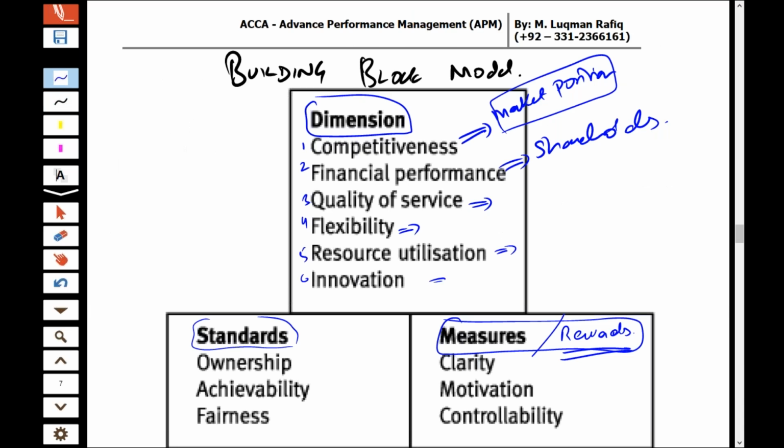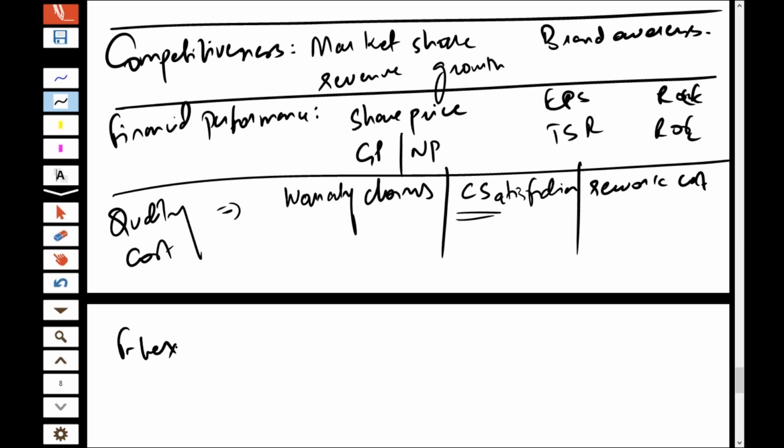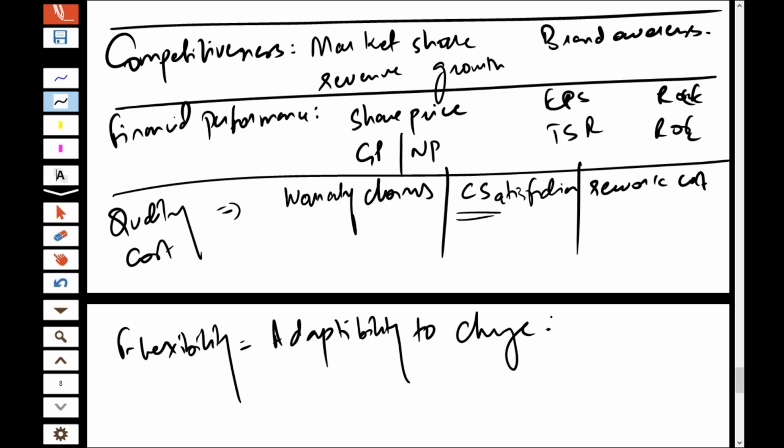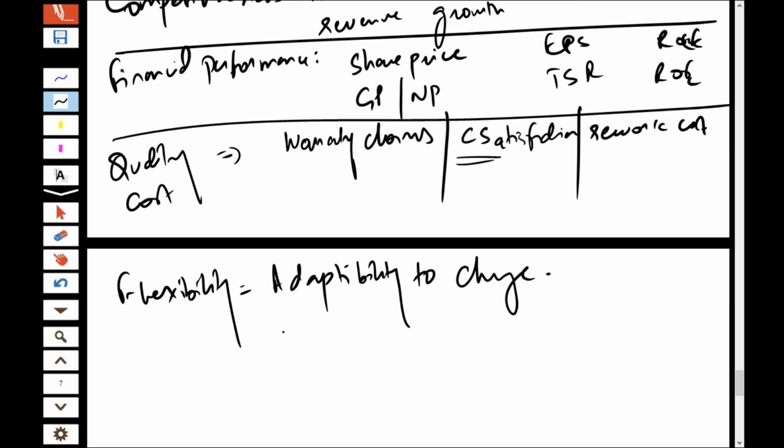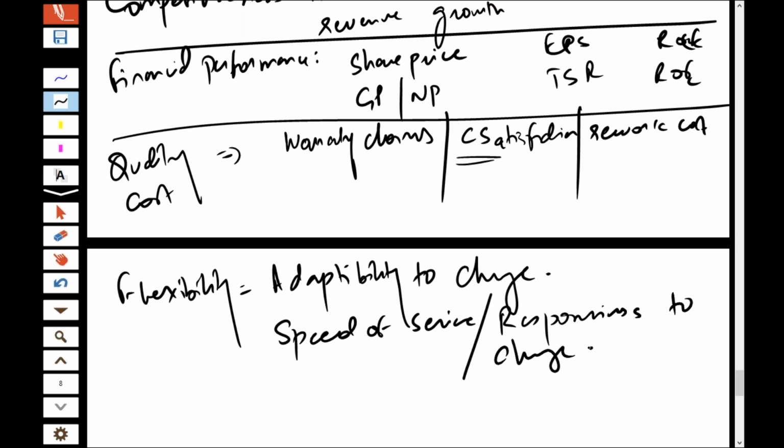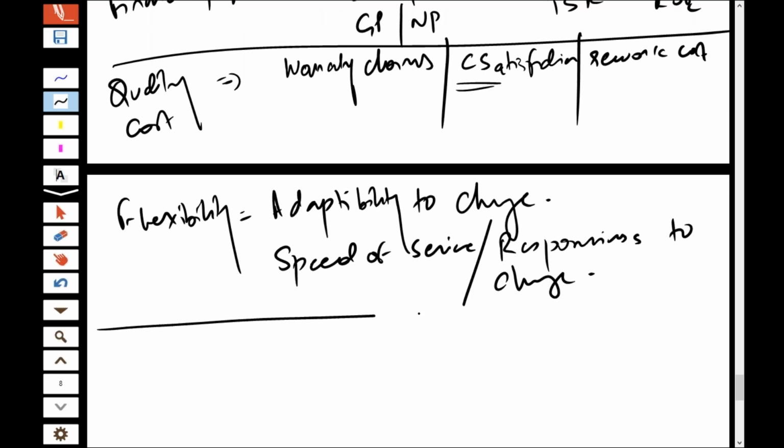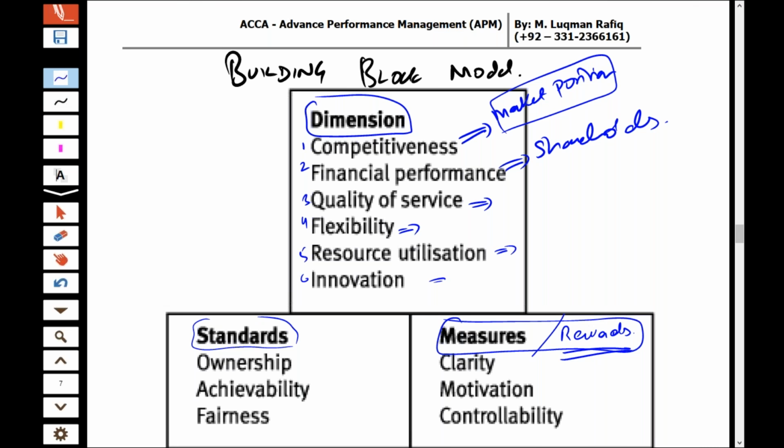Now, what next is there? The next thing is flexibility. Flexibility is majorly your adaptability to change. Flexibility could be measured using the speed of service and the responsiveness to change. These are generally going to be the indicators of your flexibility.